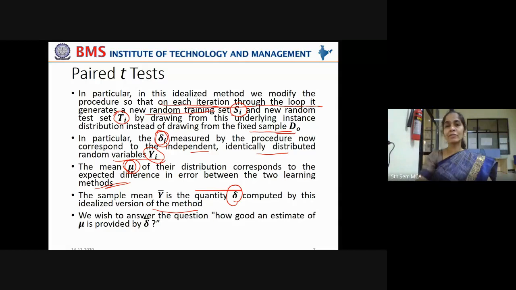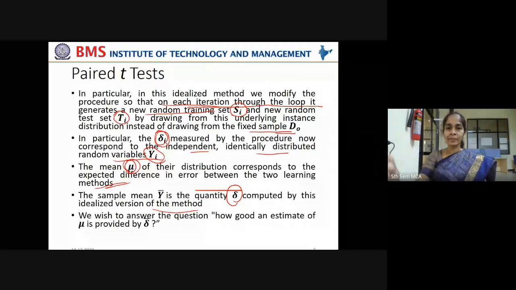Now you repeat this process. In the new sample, you take 80% as training set and 20% as test set. You get some delta error between the two learning algorithms A and B. Now again, mix it up. Randomly you take another training set and another test set. When you apply the two learning algorithms, you get the difference between their errors. That is your next delta 2. Next, in the next trial, you will get delta 3, the difference in the learning algorithms in the third iteration.